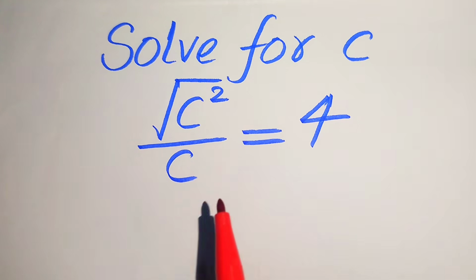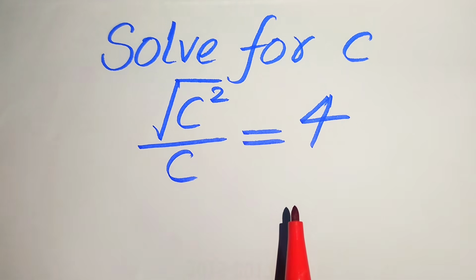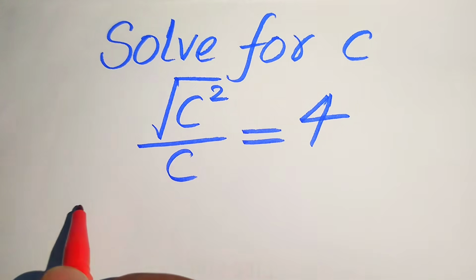So here we have this equation: square root of c square divided by c is equal to 4, and we solve this problem for all the values of c. Here first we need to find all the roots of this equation, and at the last we will verify which of the roots are solutions and which of the roots are extraneous roots. Further, we solve this problem by two methods.